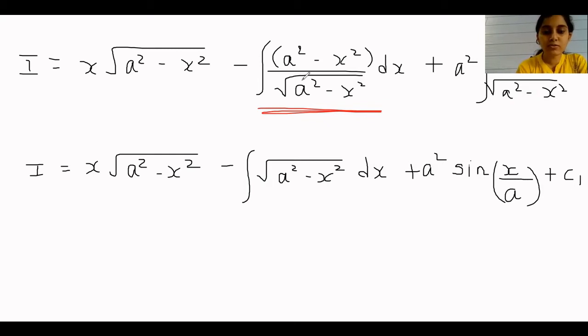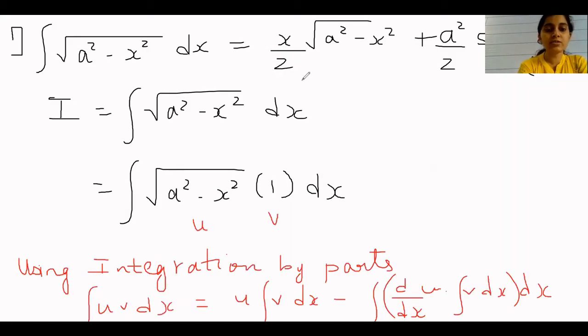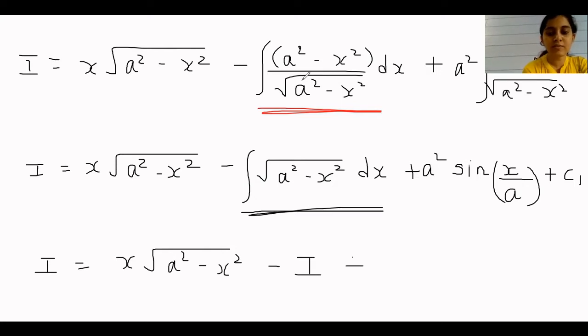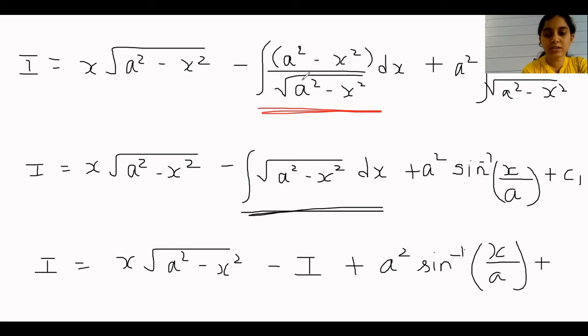Now what do you observe over here? This is the question itself. Let's go back to the question. What is I? Integral root of a square minus x square dx. Yes, so I've got I here already, x root of a square minus x square. And this term is also I. So we'll write it like this. Plus a square sine inverse x upon a plus c.